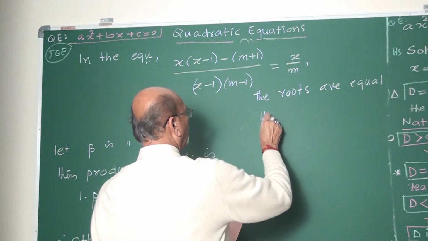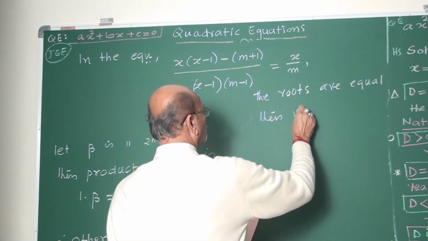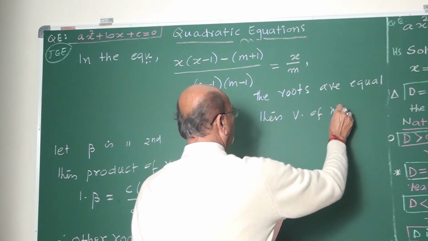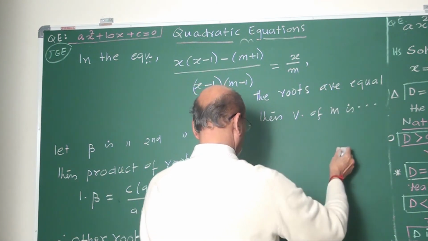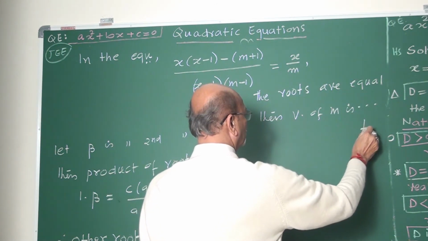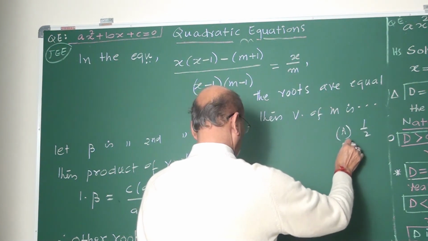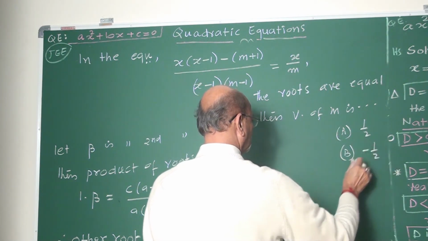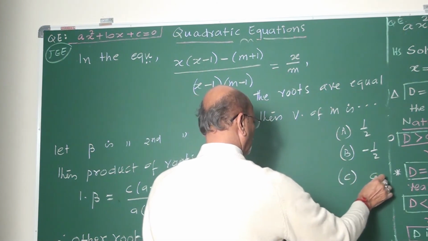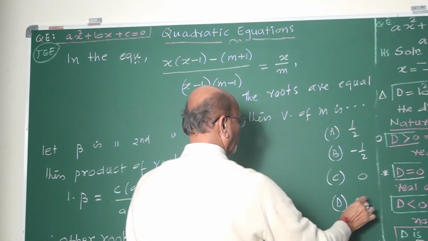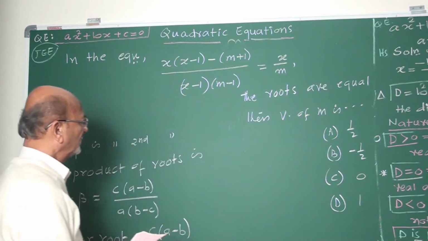Then the value of m equal to dash. And these are the options. First, a 1 by 2, b minus 1 by 2, c 0, d is 1. These are the options.